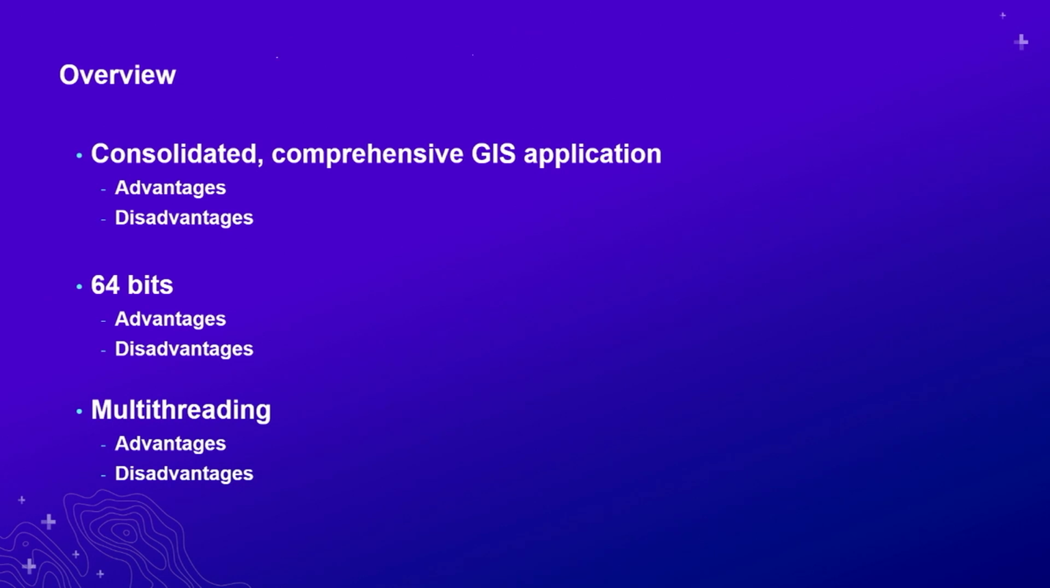There are a couple of big characteristics of Pro that often get mentioned in the context of performance, and that is 64 bits and multi-threading. So let's talk about the advantages and disadvantages of each of those.